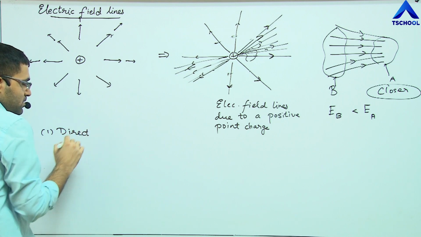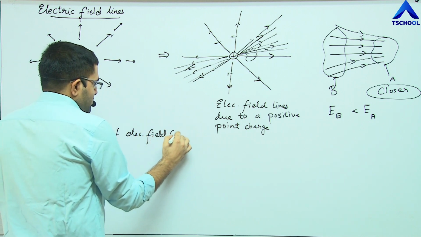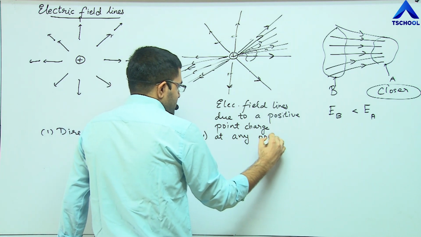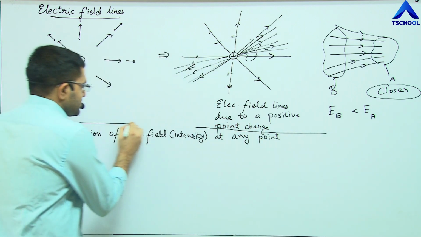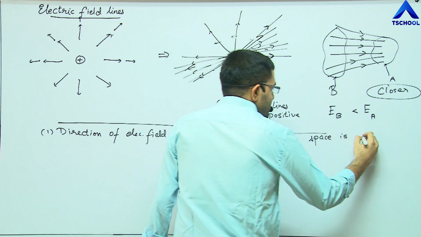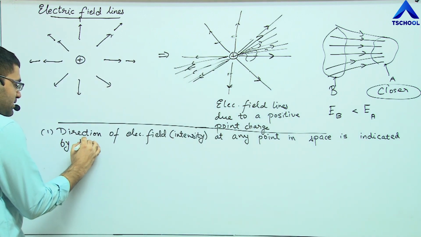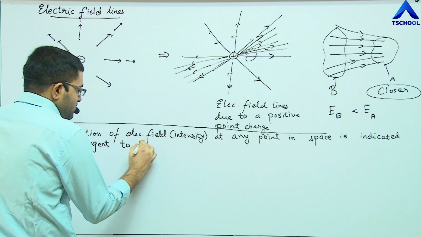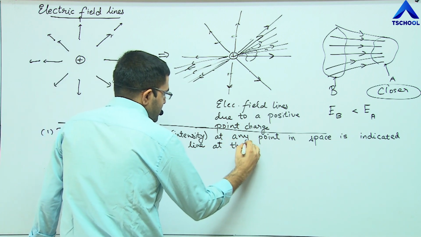the direction of the electric field or electric field intensity at any point in space is indicated by the tangent to the field line at that point.